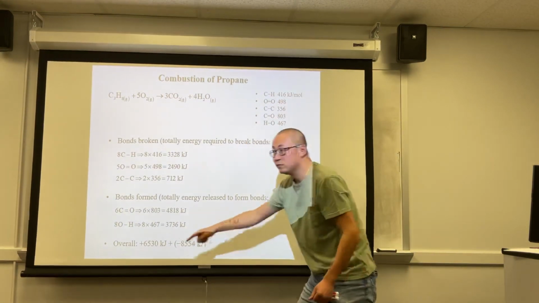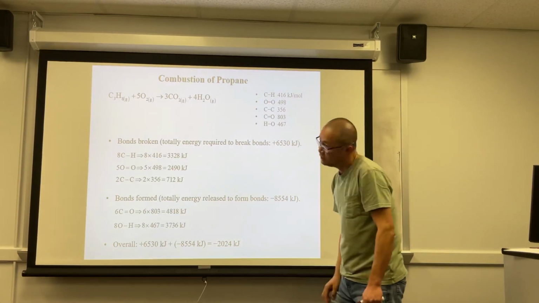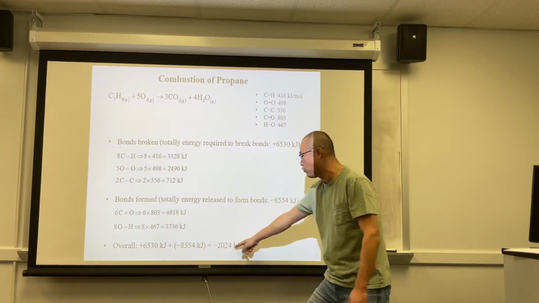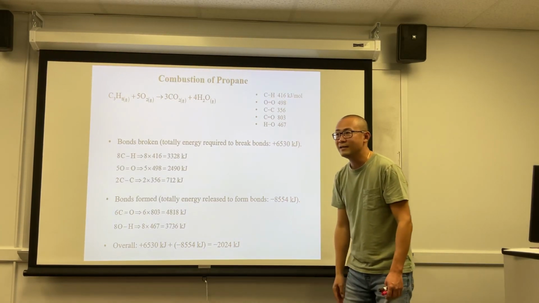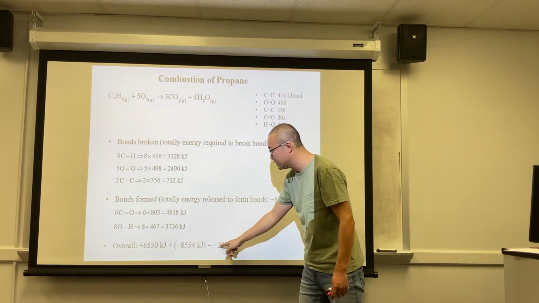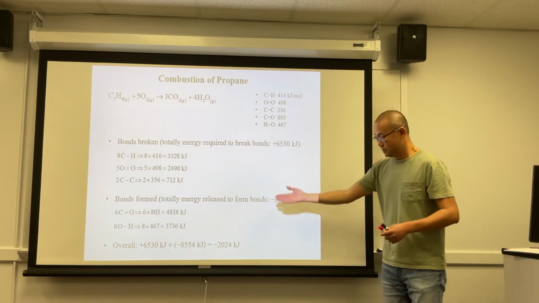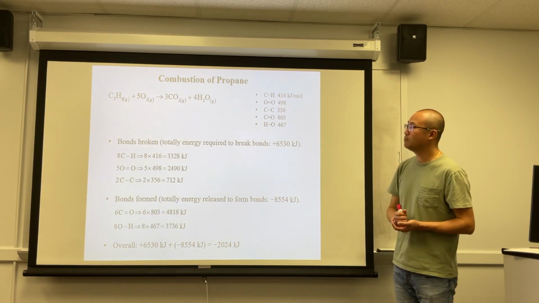Okay, and after that, of course, you add them all together. Here I'm adding these 3 already, so I only need to add these 2 numbers. The positive one and the negative one, overall is what? Is negative. Negative tells what? This reaction overall is what? Releasing energy. How much? 24 kilojoules per mole.